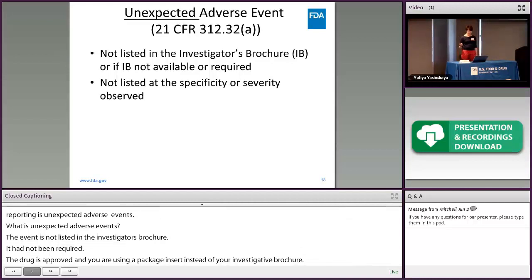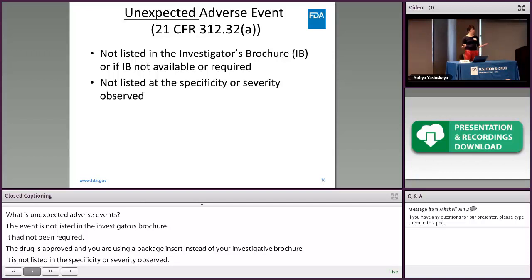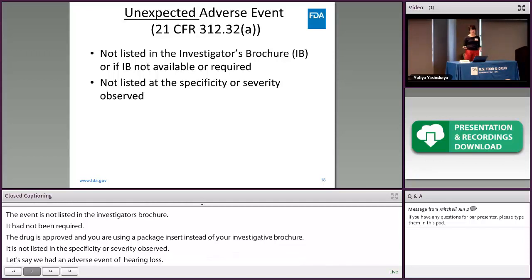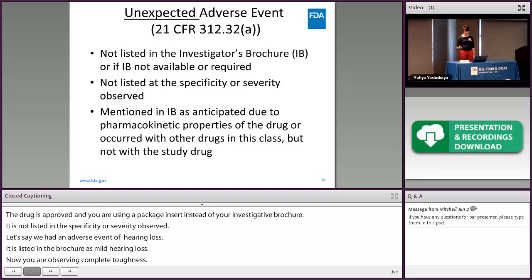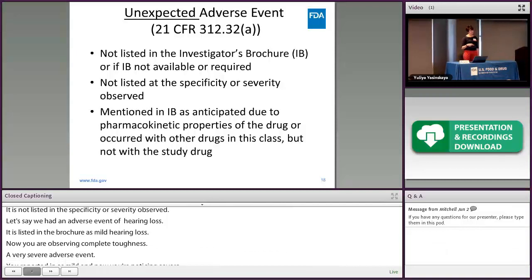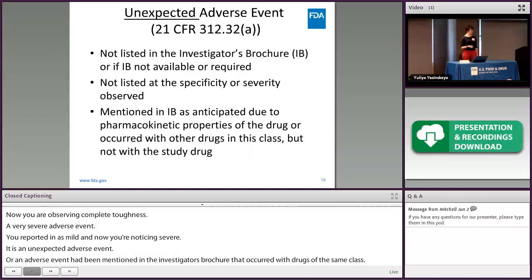Let's say we had an adverse event of hearing loss. It's listed in the investigator's brochure as mild hearing loss. Now you are observing complete deafness, a very severe adverse event. So it was reported in the investigator's brochure as mild. Now you're seeing a severe one, then it's an unexpected adverse event. Or the adverse event had been mentioned in investigators' brochures as occurring with drugs of the same class. So you anticipated potentially seeing this adverse event in your clinical trial, but to date it had not been observed. These adverse events would be considered unexpected.